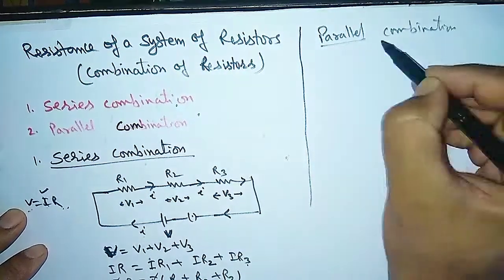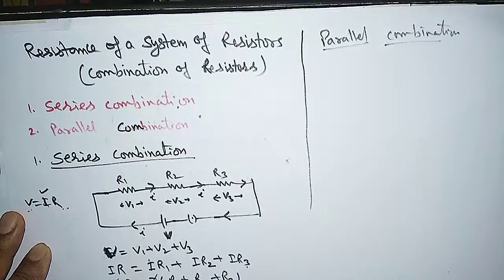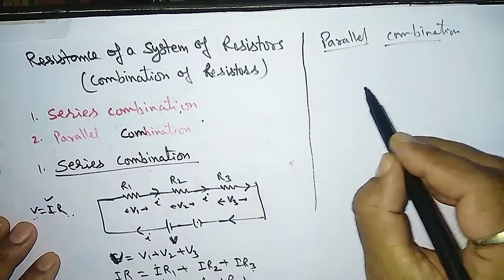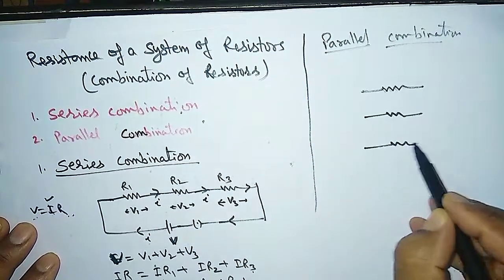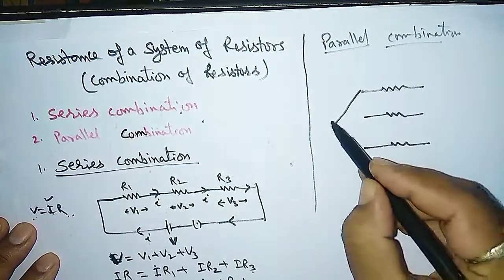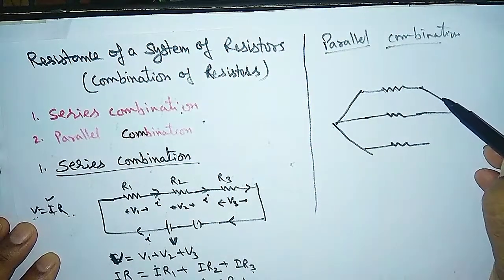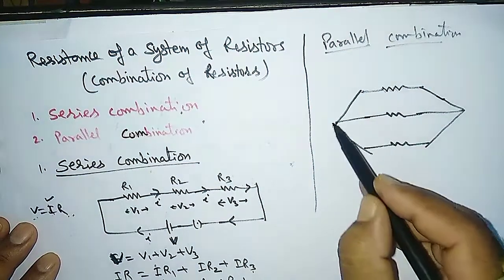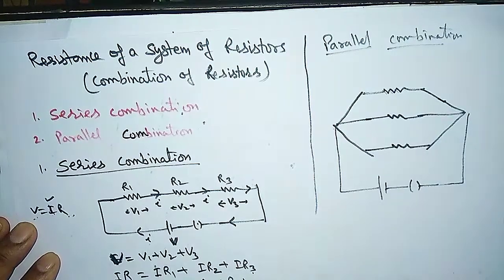See what is the difference between the series and the parallel combination. In parallel combination, all the resistors, suppose first resistor, second resistor and third resistor, all are connected at a single point. One end connected at one point, second connected at another point, like this. Okay, is it clear?